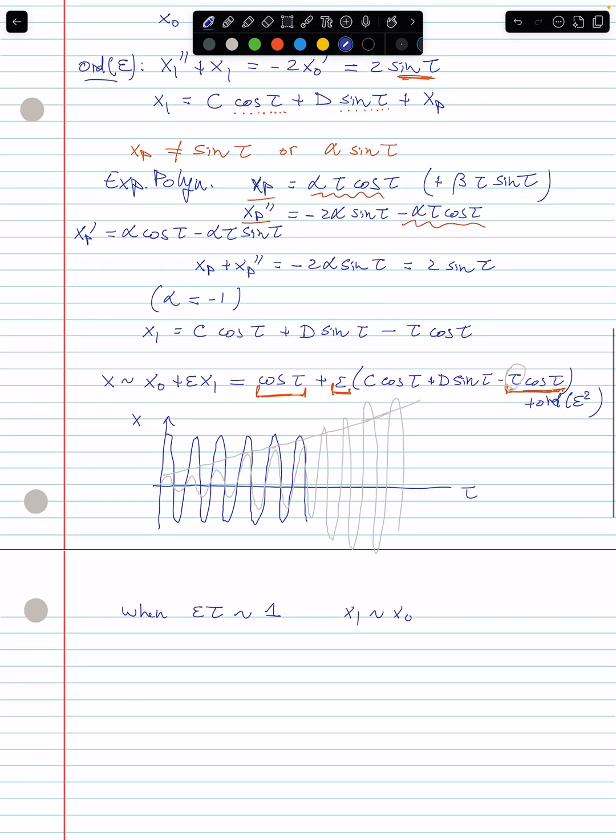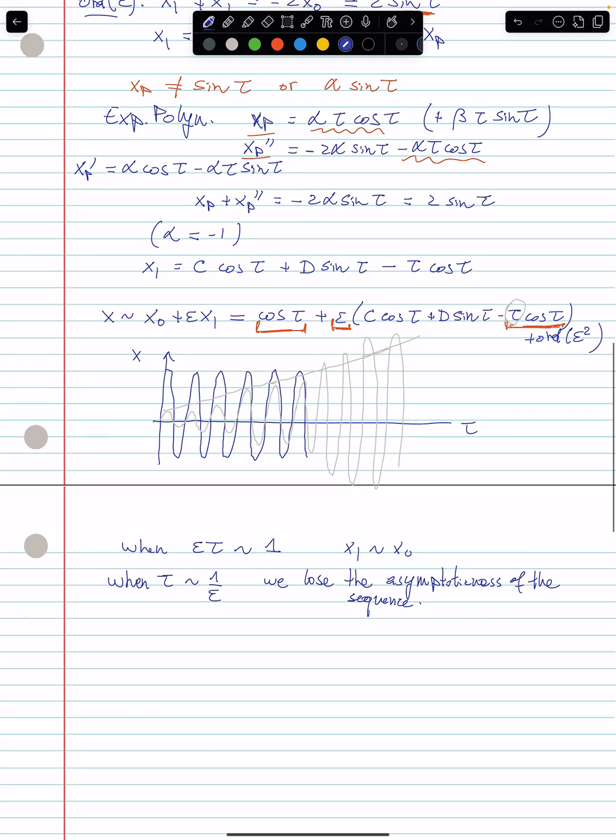And this is very bad. And this is very bad because remember in the very beginning of perturbation techniques, what we had seen is that we assume that every other term in the sequence is much smaller than the previous one. This is what we meant by asymptoticness of the sequence. And so after a certain time, when tau is of order 1 over epsilon, unfortunately, we lose the asymptoticness of the sequence. And the solution, of course, is wrong. It doesn't work. All right, so it means that the solution we have here is fine, but at short time only, when tau is not too large.